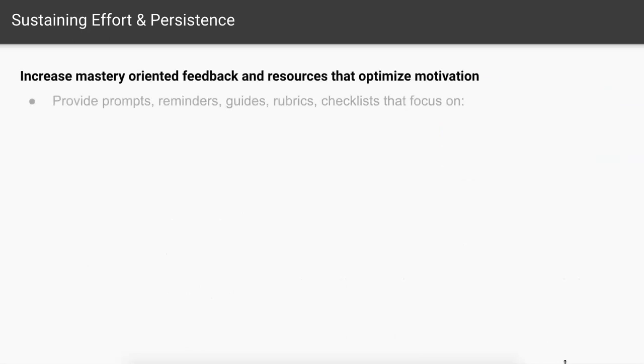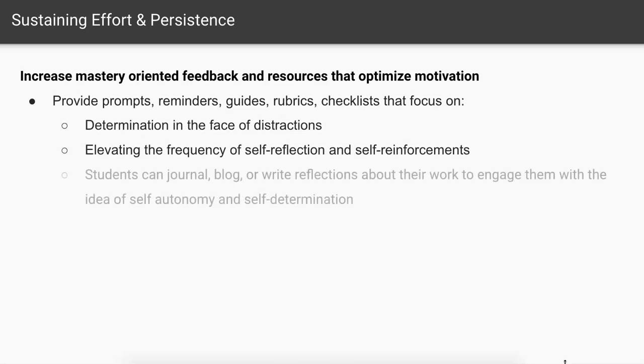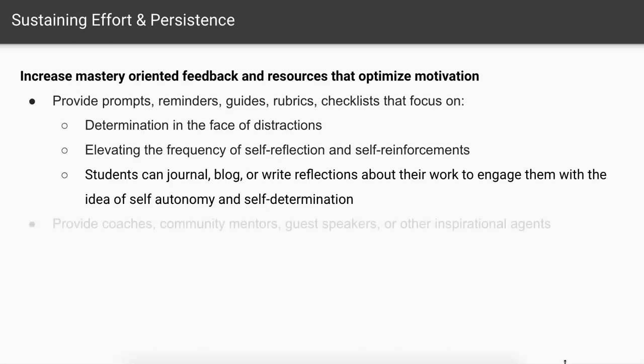You'll also want to increase mastery-oriented feedback and resources that optimize motivation. So providing prompts, reminders, guides, rubrics, and checklists that focus on determination in the face of distractions. Elevating the frequency of self-reflection and self-reinforcement. You can offer students the opportunity to journal, blog, or write reflections about their work to engage them with the idea of self-autonomy and self-determination.